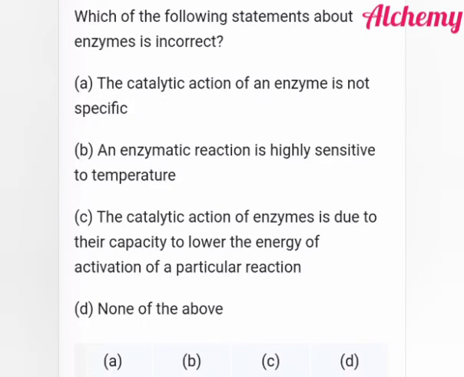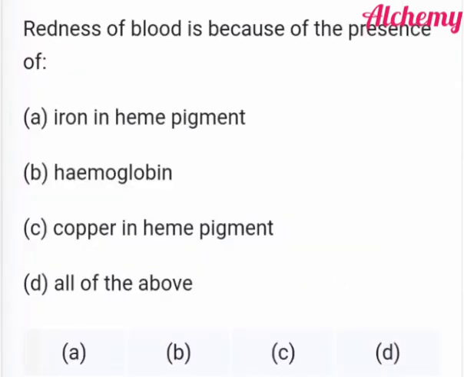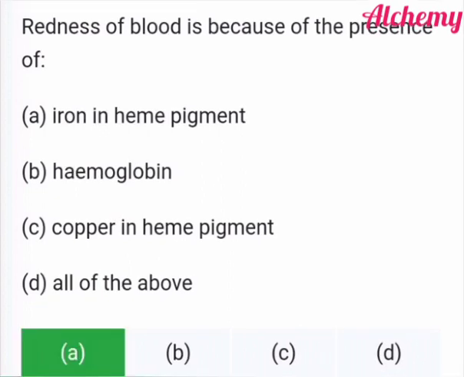Next question, which of the following statements about enzymes is incorrect? The incorrect statement is option A. The catalytic action of enzymes is not specific. Next question, redness of blood is due to the presence of. The correct answer is option A, iron in the heme pigment.